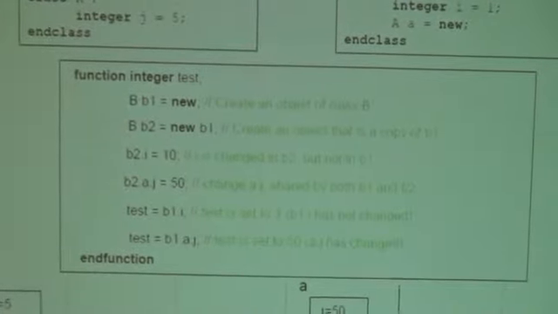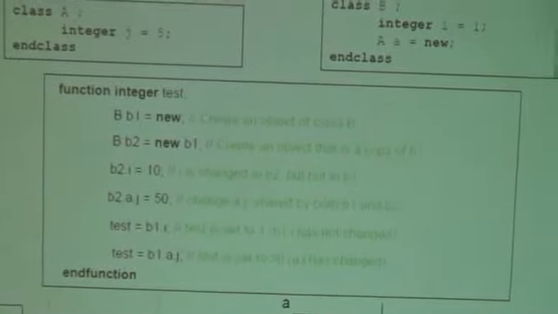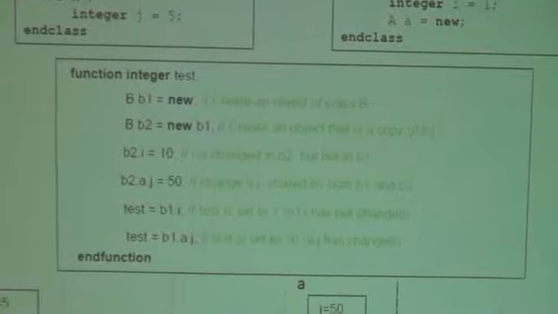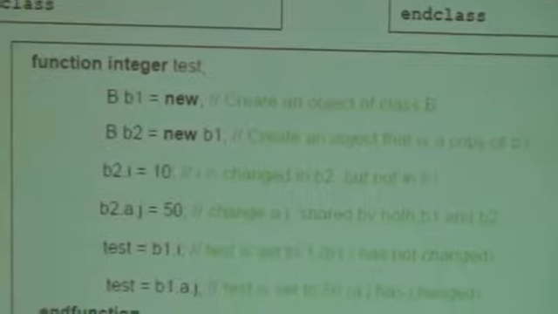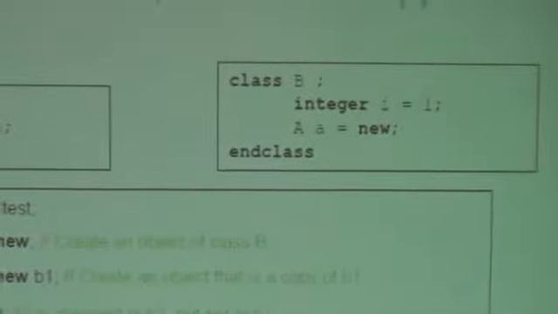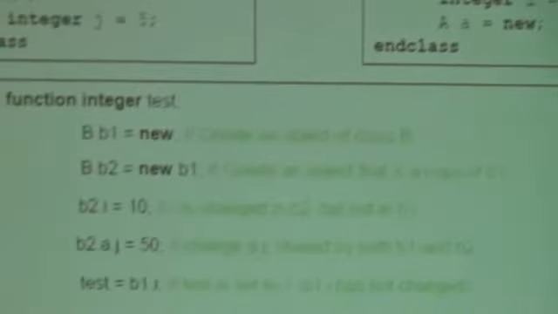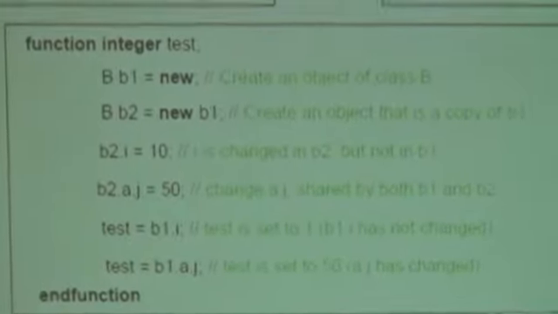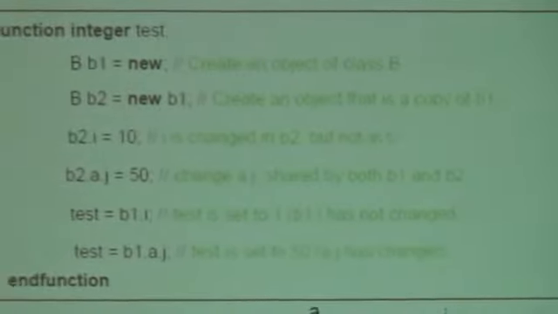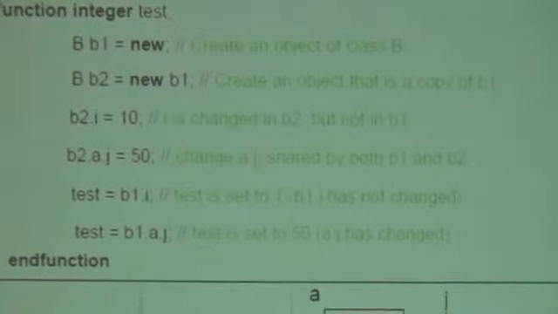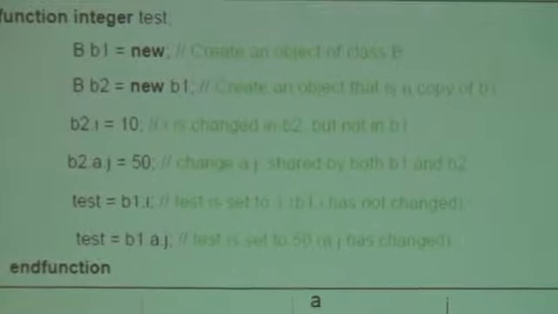I have created a function, integer test. Integer is my return type, test is the name of my function. What happens in this: I have created an object for b1. What is B? B is the class name, class B. In this, b1 is an object handle, which is nothing but a variable, and I have created an object for it using the new construct. In this manner we have created an object, and here we have copied b1 into b2. Now we will check what happened when I did the shallow copy.